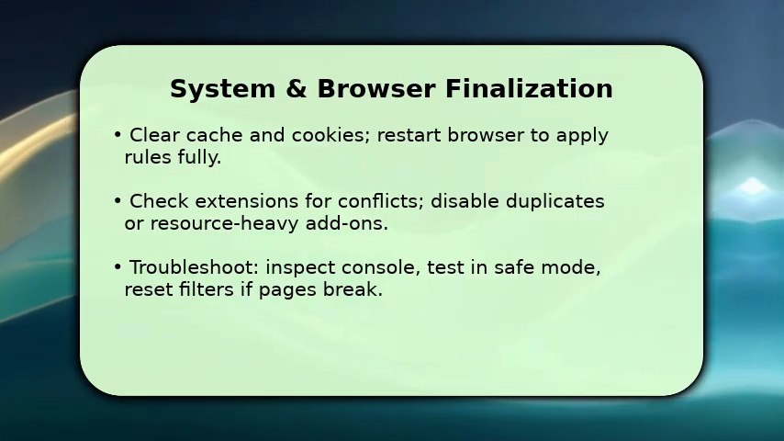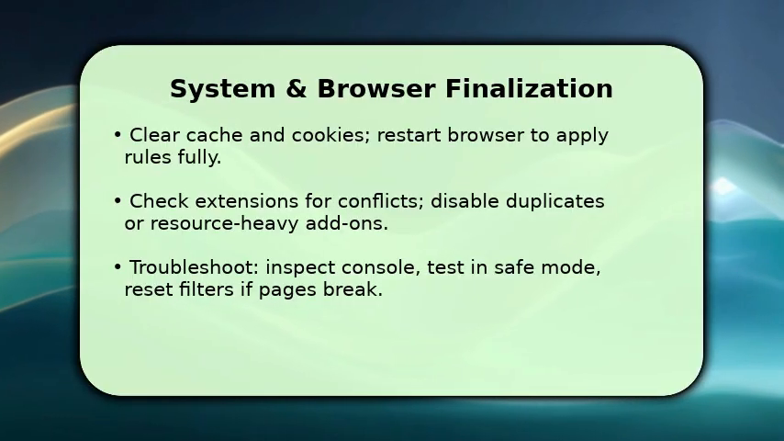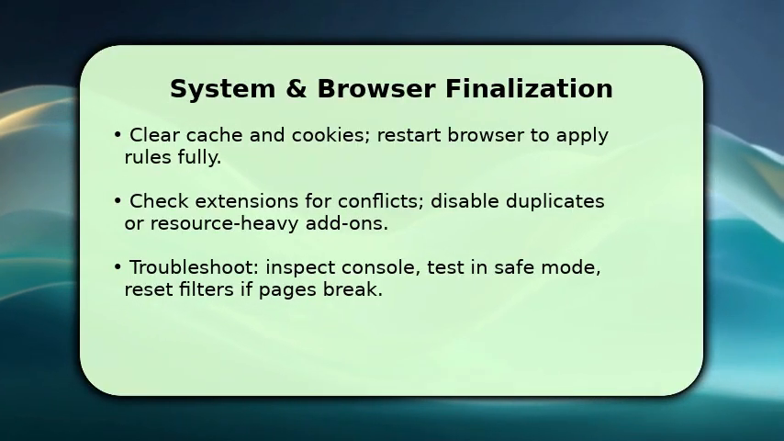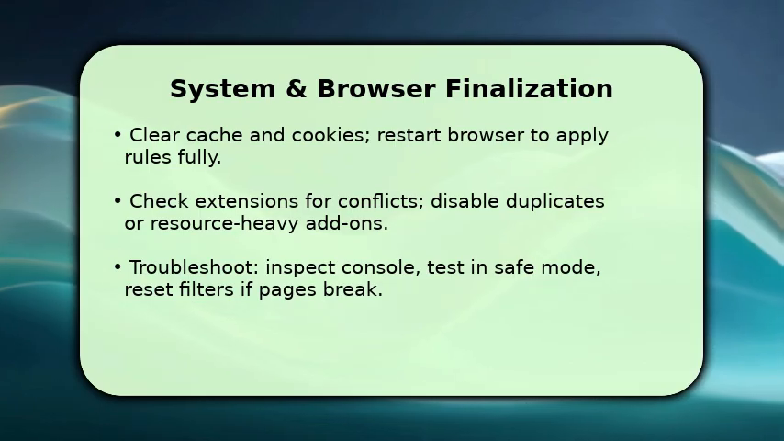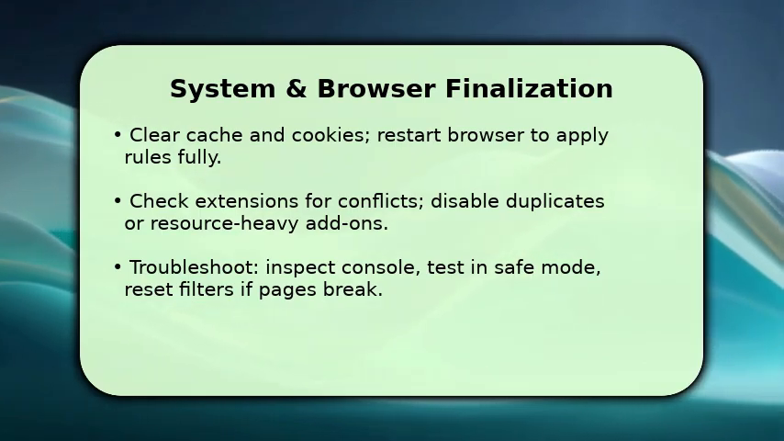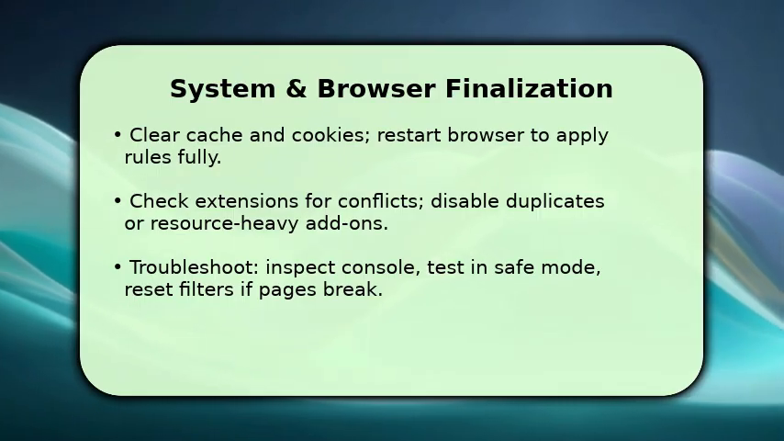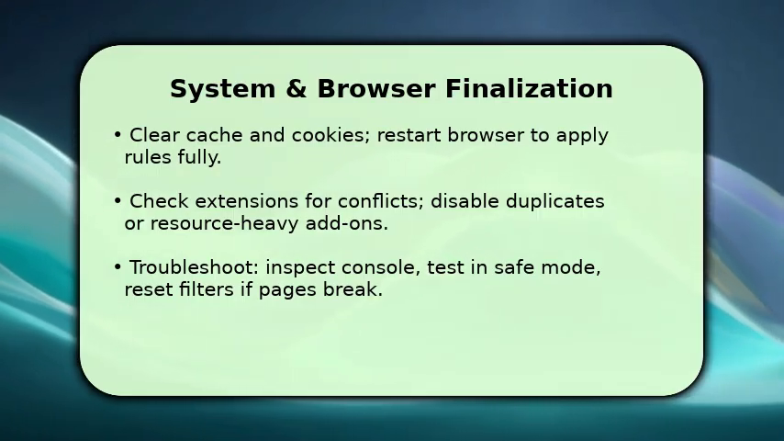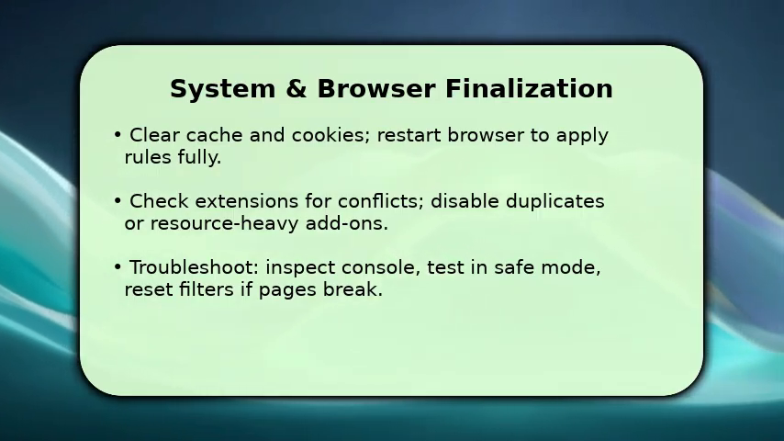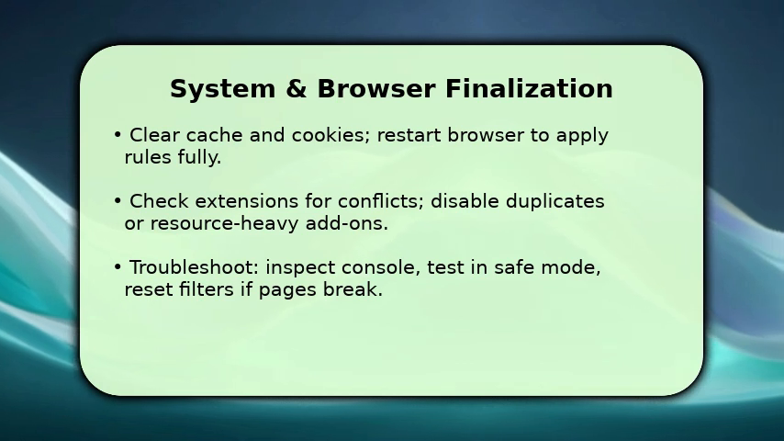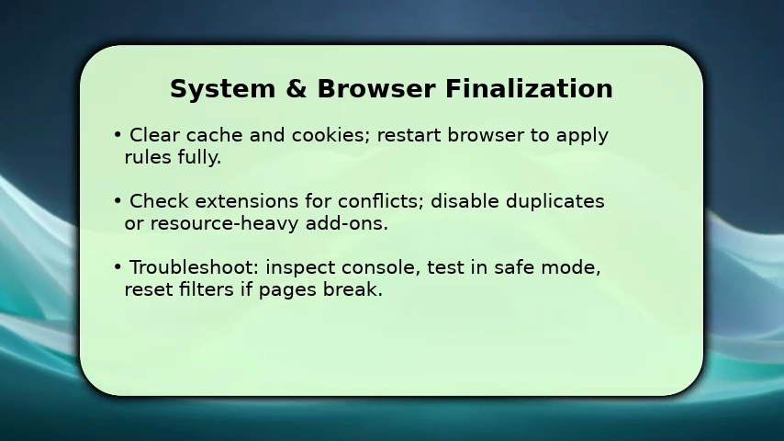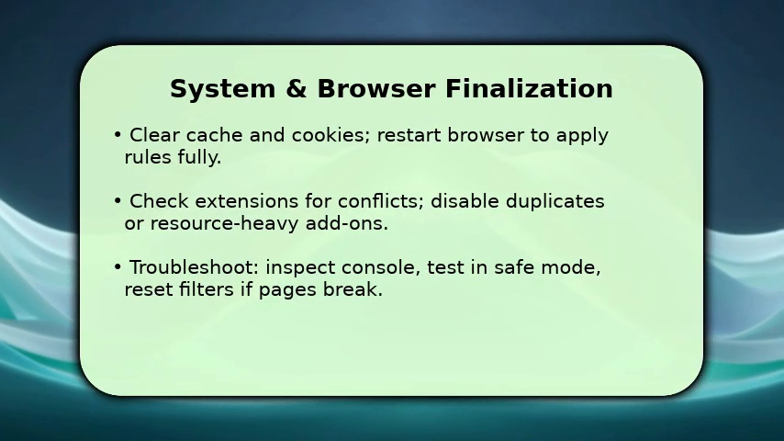Next, review all extensions and disable any duplicates or heavy privacy tools that conflict with the blocker. Fewer overlapping filters mean fewer site breakages. If a page fails, inspect the console or use browser safe mode. Disable filters one by one or reset custom rules until the page works. And remember, whitelist trusted sites rather than turning off protection entirely.